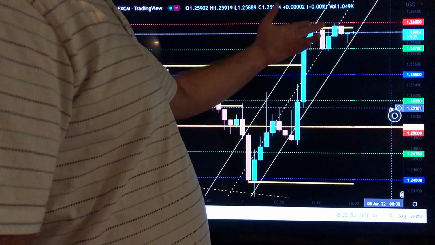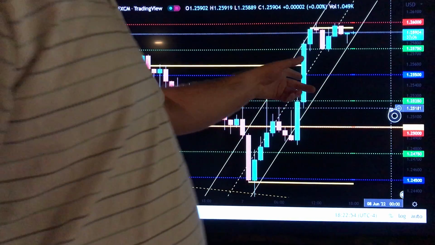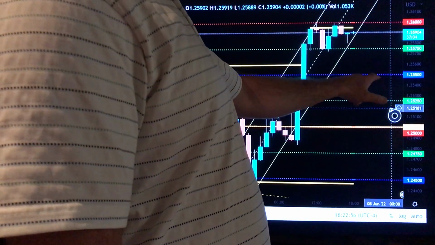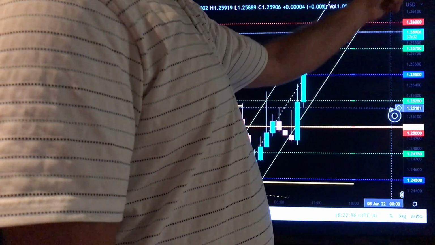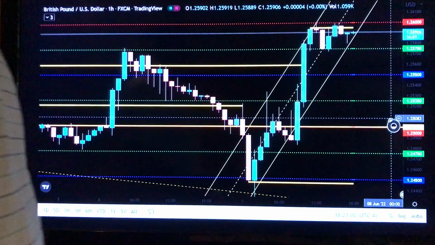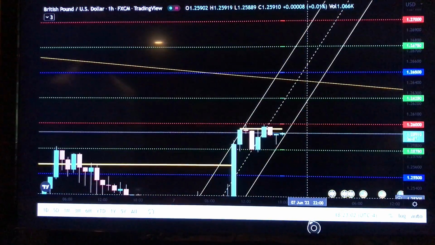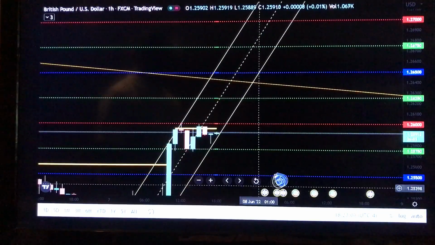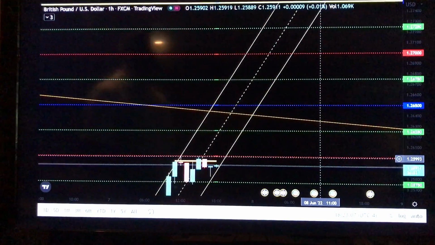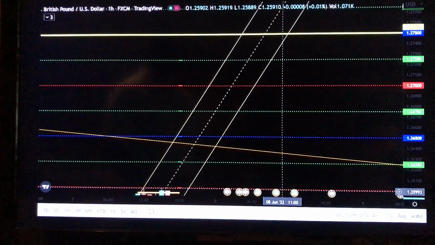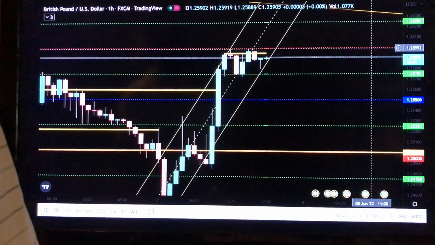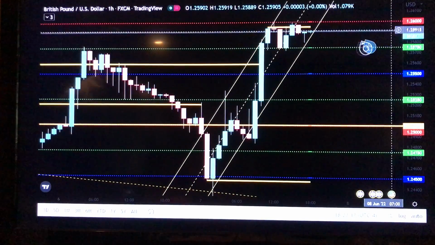Now, it's a possibility that this will come back and test down here before going up. But like I said, I think it's going to go up, ultimately, up to there. So, that's what I think.